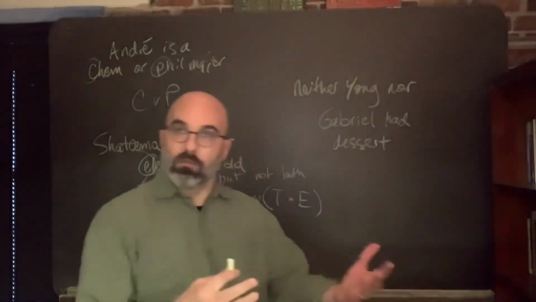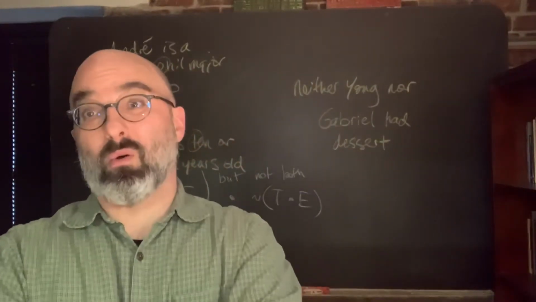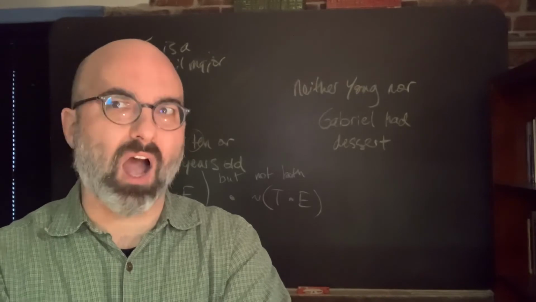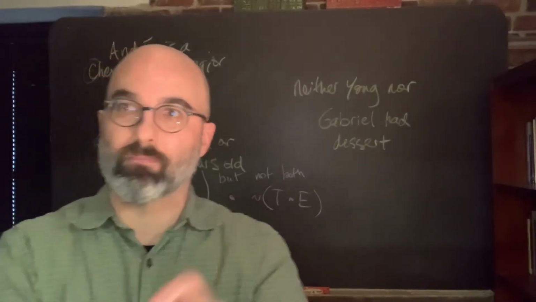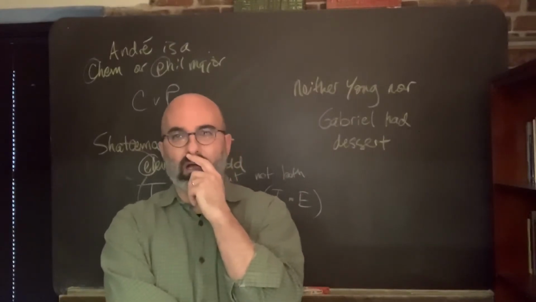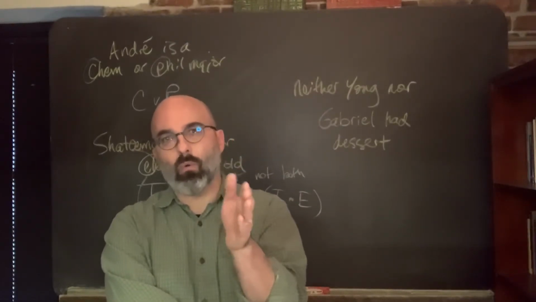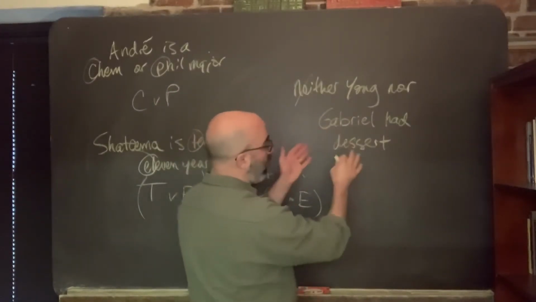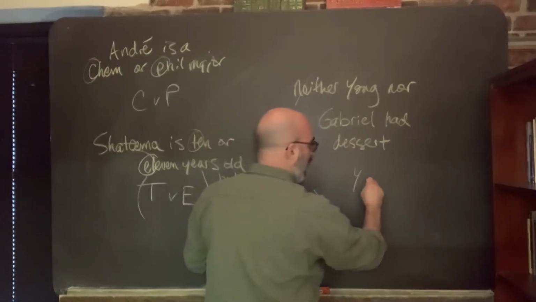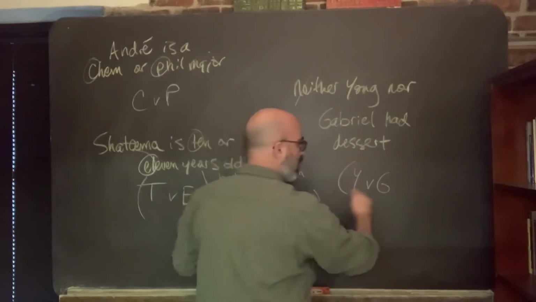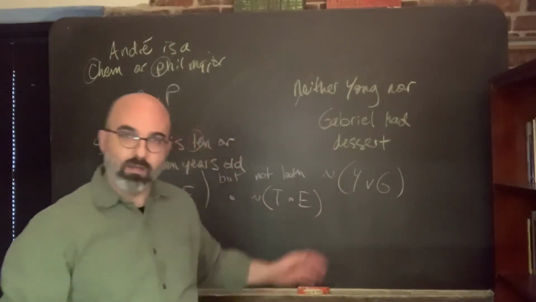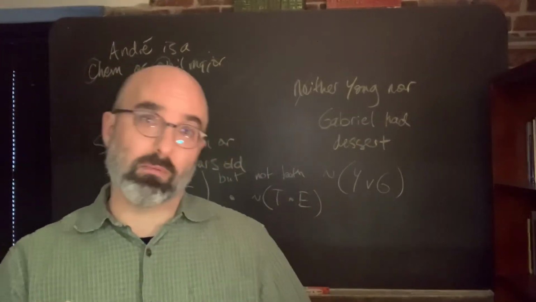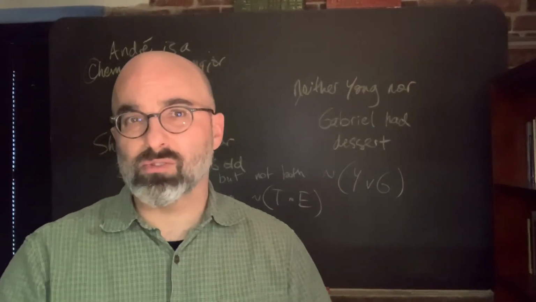Okay. Good enough. Well, what about neither nor? Let's think about what neither is. What are we saying whenever we say neither? We're saying not either. It's a little compression of those two, or an elision. So if that's not either, let's at least represent the either. Either Young or Gabriel had dessert. So there's Young, or there's Gabriel having dessert. And we are saying not either. Neither nor.